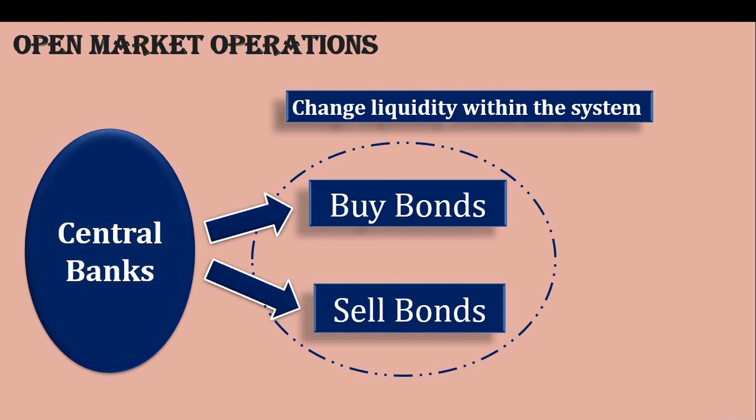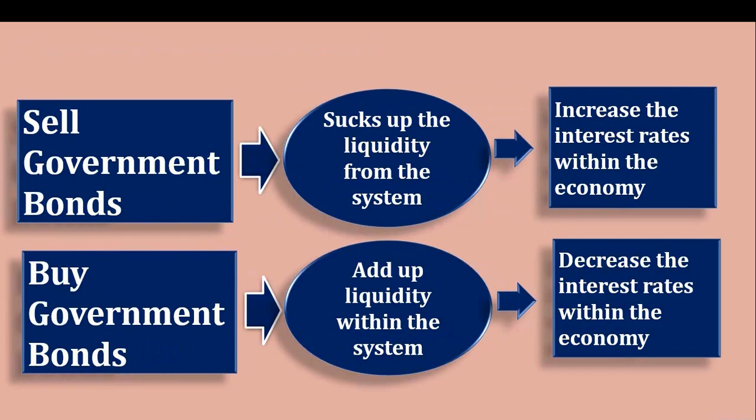So you have open market operations, where the central bank buys bonds or sells bonds. The whole idea is to change the liquidity within the system. When the central bank is buying bonds, it increases the liquidity within the system. When it is selling bonds, it's sucking up the liquidity. So when they sell government bonds, it sucks up liquidity from the system. Basically, you are increasing the nominal interest rates within the economy, and we'll see how that happens.